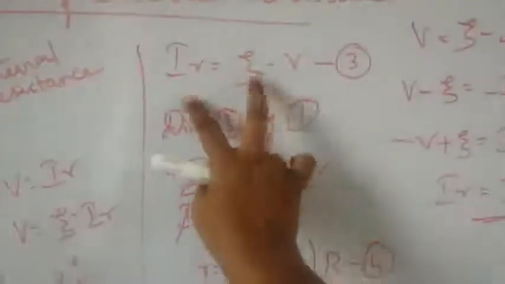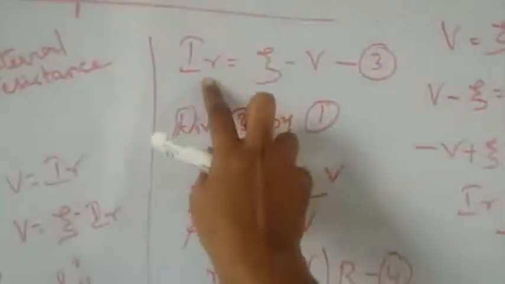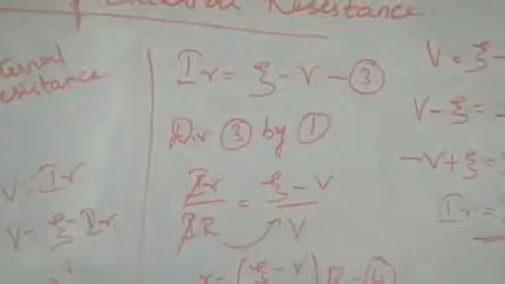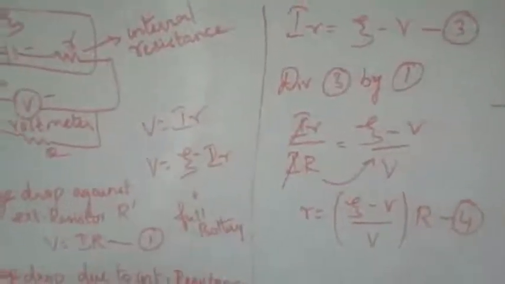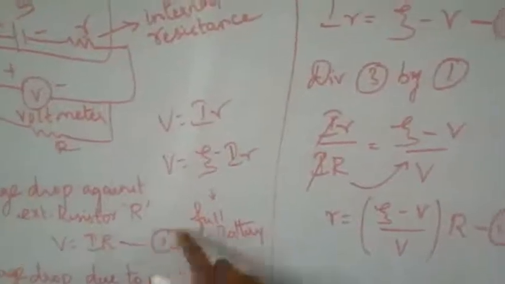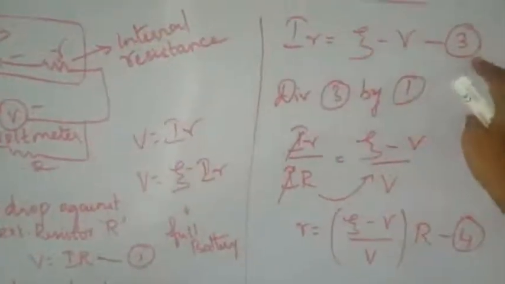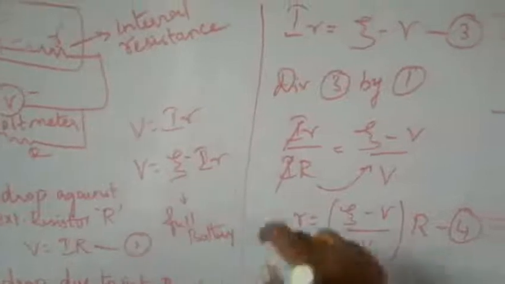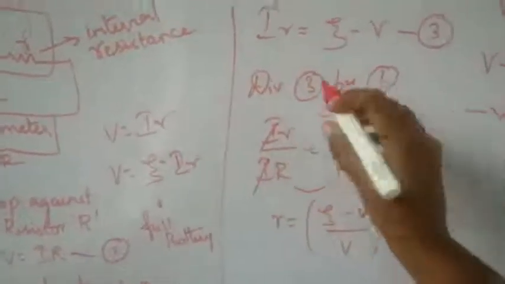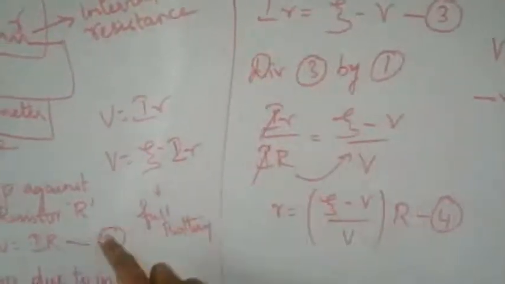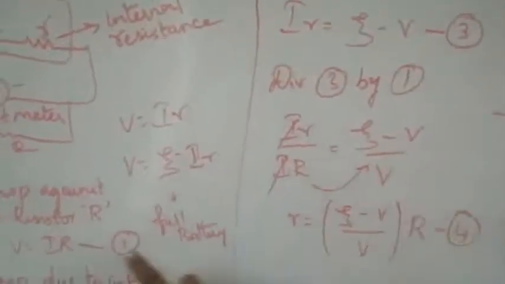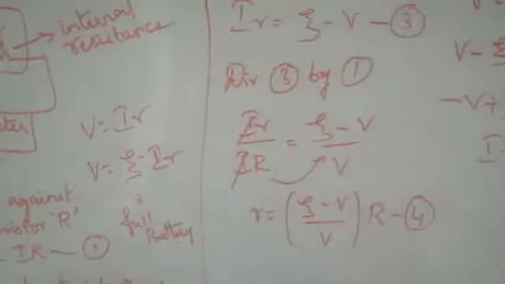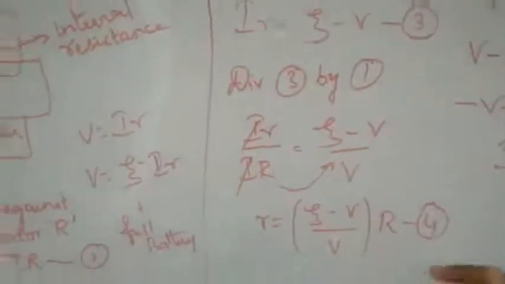So I have rearranged because I want to find the R, internal resistance. So I'm having it on the left hand side and bringing all the other terms to the right hand side now. So I have one IR here, IR here. So divide this equation by the equation number 1. So divide 3 by 1. So IR divided by this IR equal to psi minus V by this V. Okay. So I will get cancelled off.